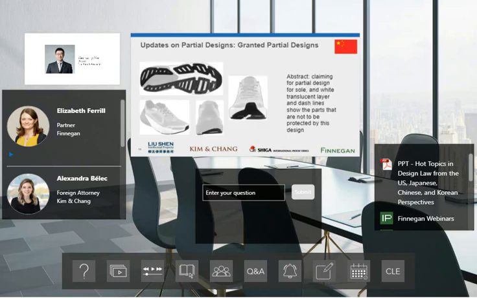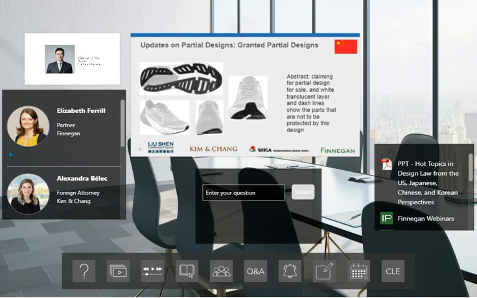And also, we can see the sole of the shoe. So such sole of the shoe can also be protected. And here we can see some white translucent layer and also dashed lines that are not to be protected by the partial design.